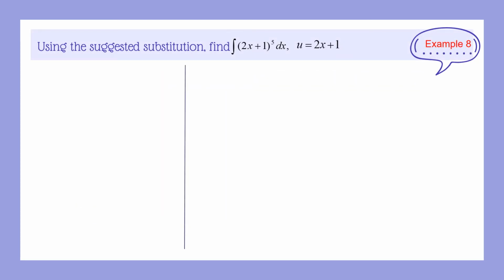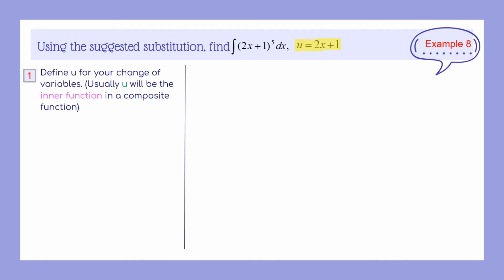Example 8. Using the suggested substitution, find integrate (2x+1)^5 dx. For this case, the suggested substitution is u equals 2x plus 1. The first step is define u for your change of variable. Usually u will be the inner function in a composite function. So jadi for this case kita boleh pakai terus u is equal to 2x plus 1 sebab dia dah bagi. So u equals 2x plus 1.